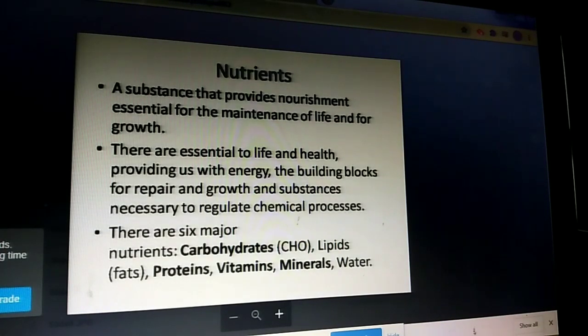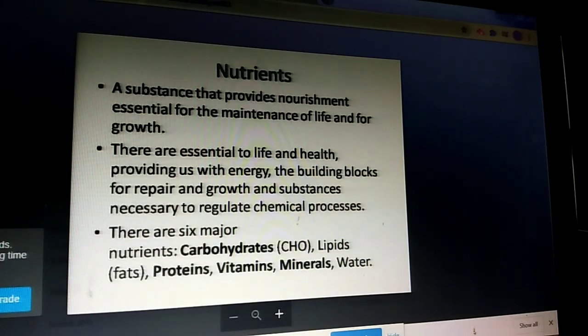Then, vitamins and minerals protect us from diseases and help to maintain good health. And all this together helps in the regulation of the chemical processes which are occurring in our body. That is, one chemical substance is doing one specific function. So they are called nutrients. That is the meaning of the definition. This provides nourishment for the maintenance of life and for growth, and they are very important.